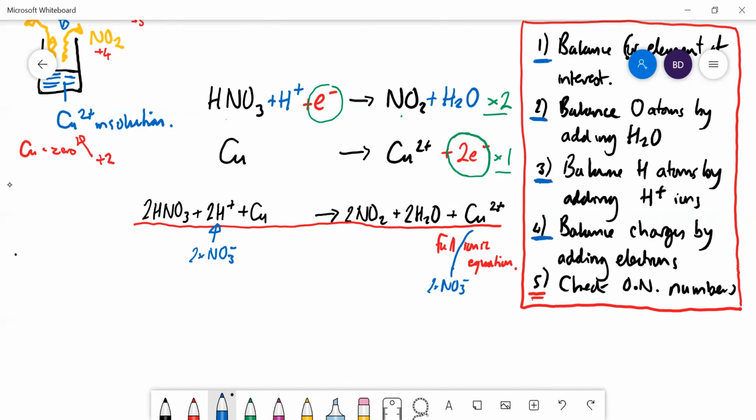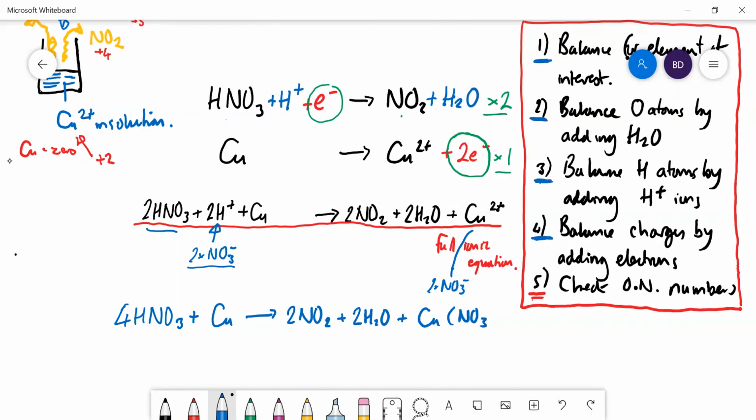So if you did want to write a full equation, not ionic, you'd write down there, right, those 2 nitric acids and these 2 nitric acids, so that's going to be 4HNO3 plus copper goes to 2NO2, water, and copper nitrate. So that's where you put the spectator ions in, but this is the best. That is definitely better to have that.